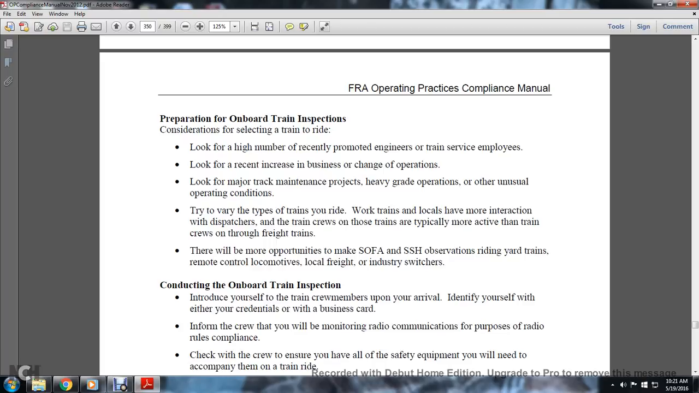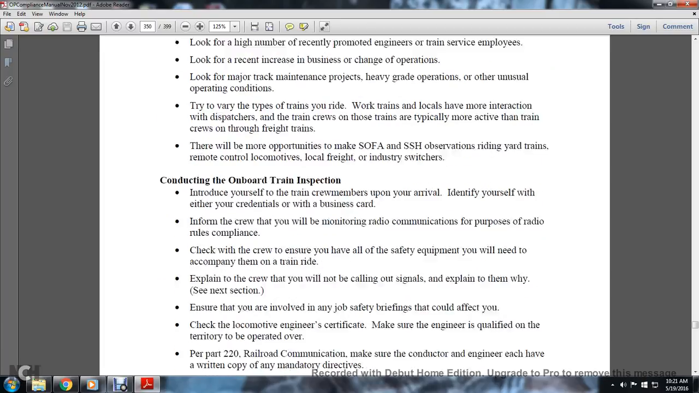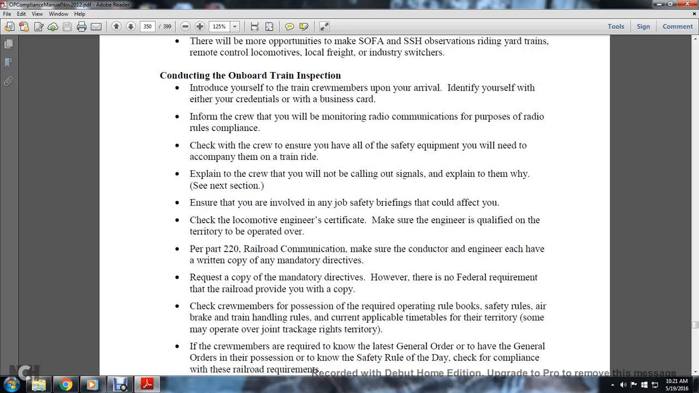There will be opportunities in special switch handling, observation riding of yard trains, remotely controlled locomotives, locomotive freight, and industry switching.